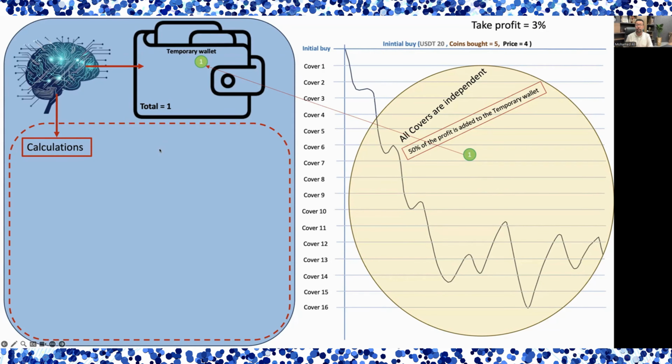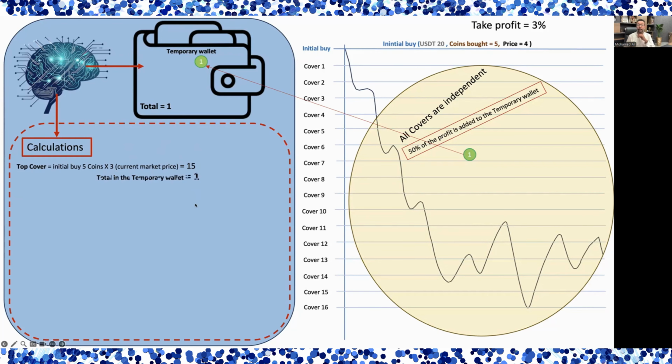As soon as there is a sell and there is profit, the bot is going to look at the top position, which is in this case the top cover, which is the initial buy, and start making the math. How is that? It's going to use the same 5 coins and multiply them by the current market price. Let's say, for example, the current market price is 3. So 5 multiplied by 3 is 15 USDT or $15. So the bot is going to see, okay, we spent 20, but we're getting only 15 if we sell it right now at the current price because the market is down.